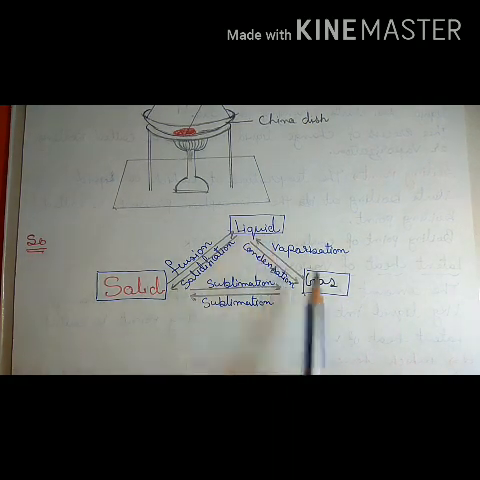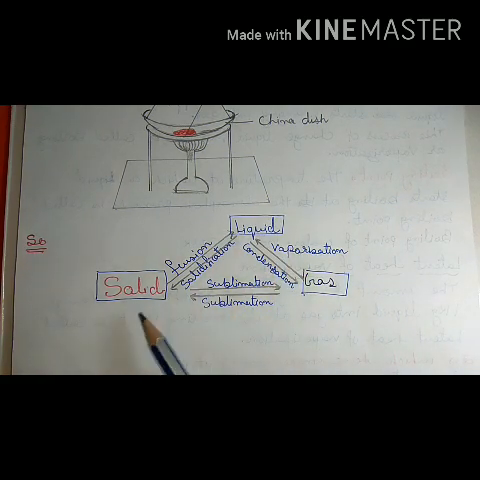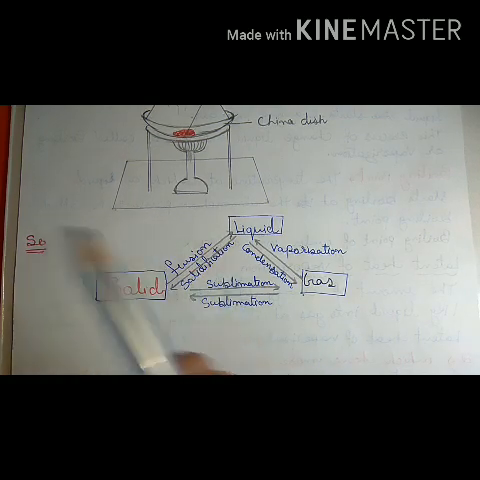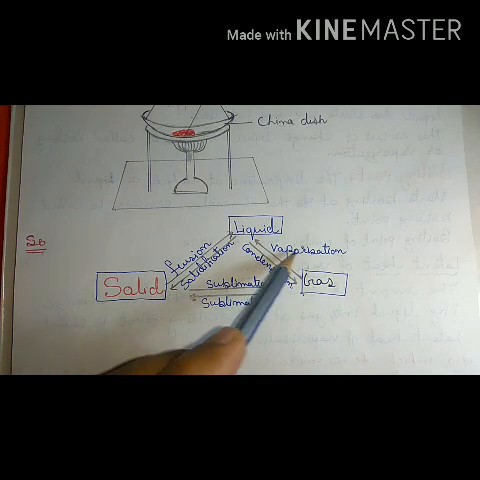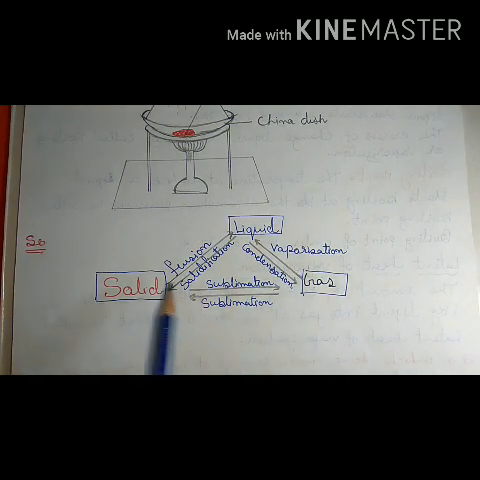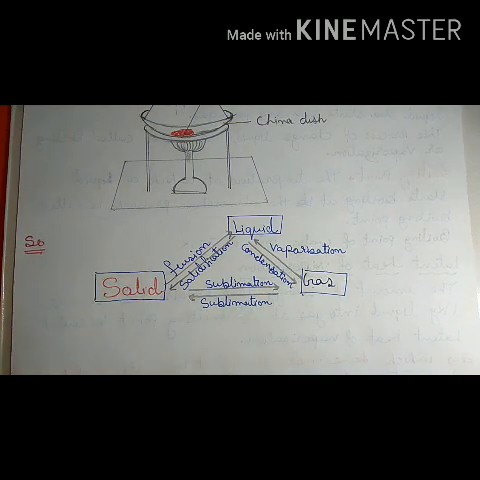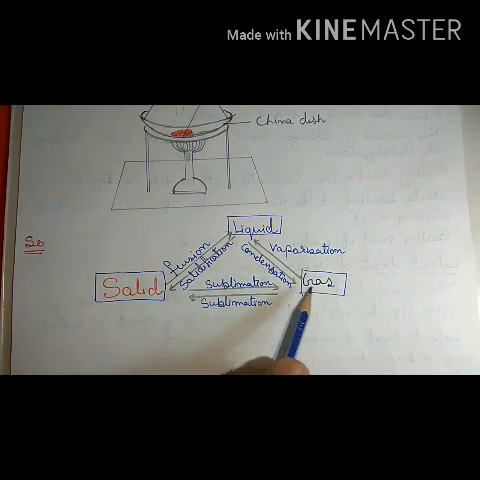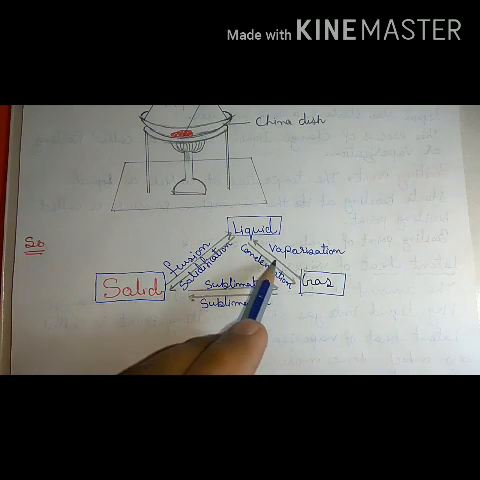Solid state, liquid state, gas state: these states convert into each other. The solid converting into liquid is known as fusion or melting. The liquid converting into gas is known as vaporization. The solid directly converting into gas is known as sublimation. If I invert it, the reverse process, then gas converting into liquid is known as condensation.